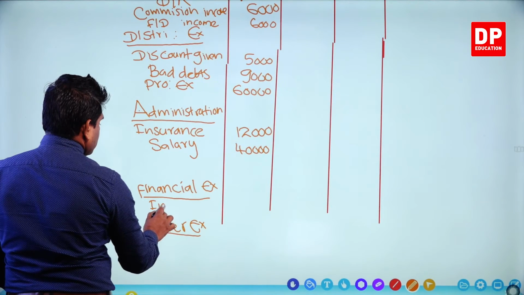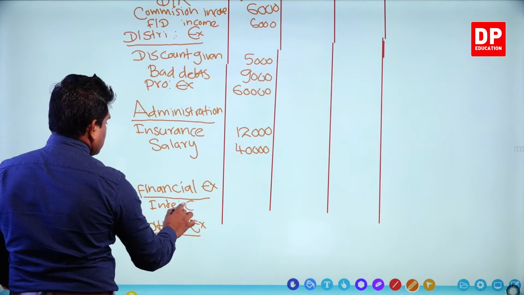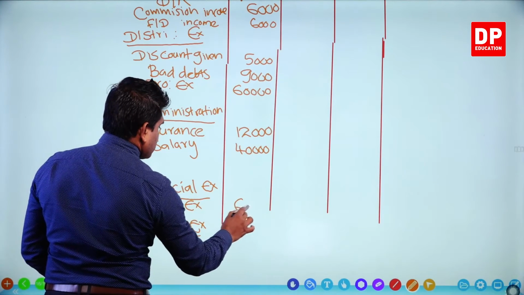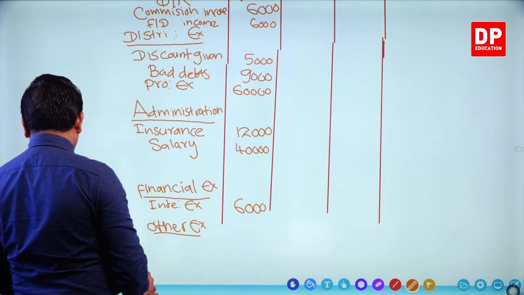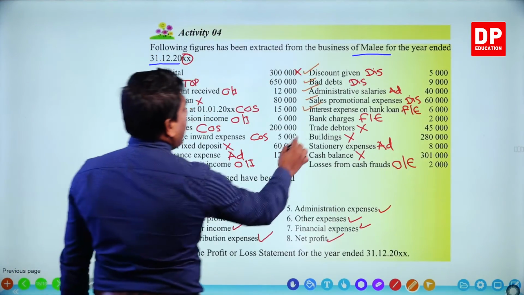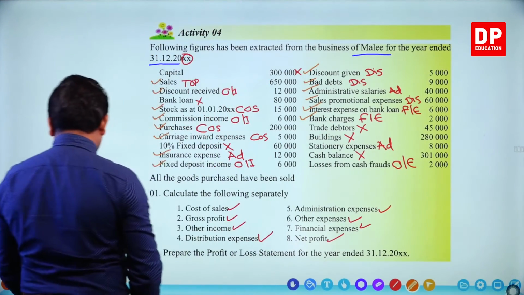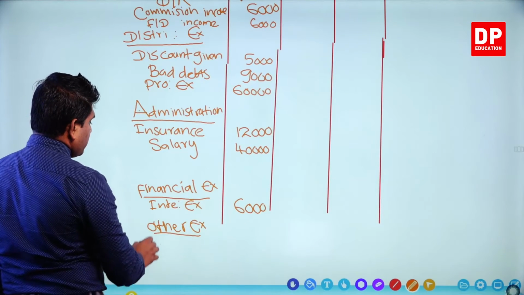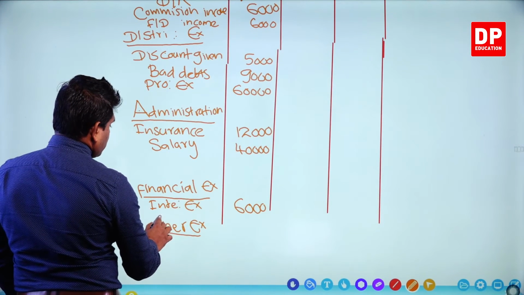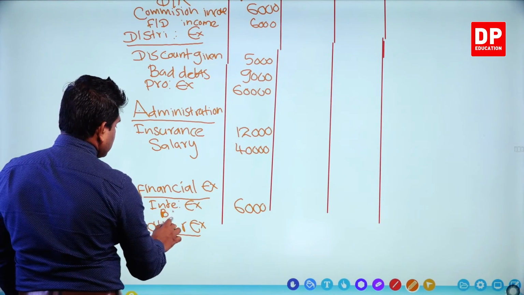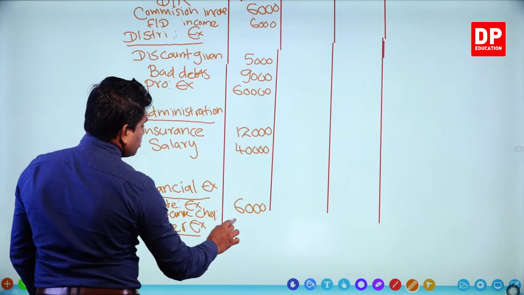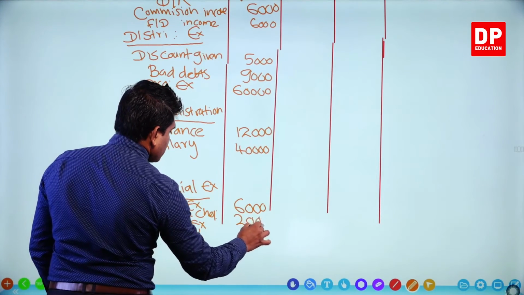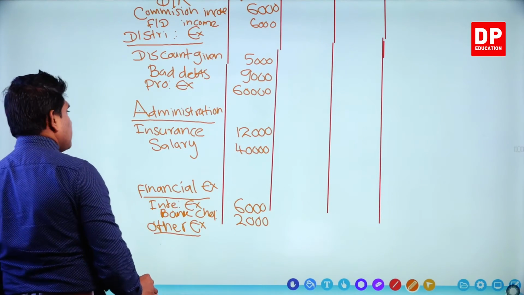Interest expense 6,000. Next one. Bank charges 2,000. Bank charges 2,000. Right? Next one.